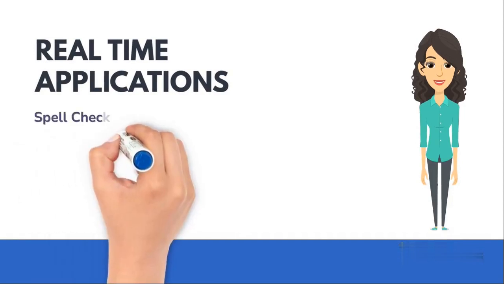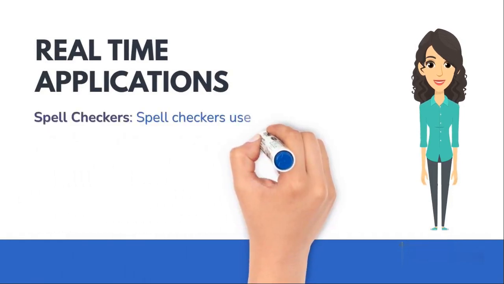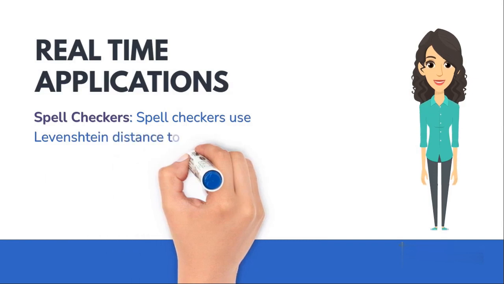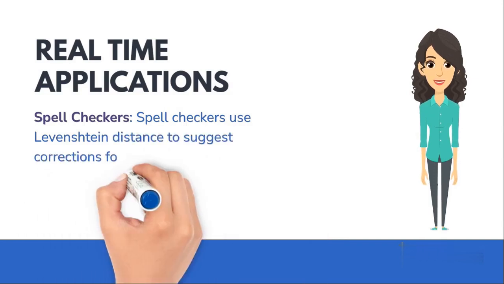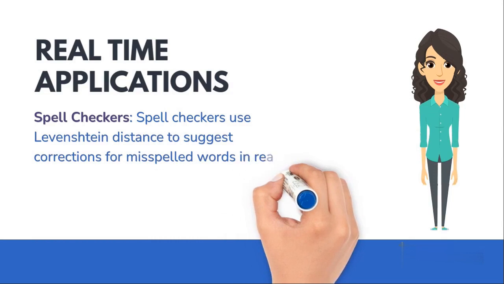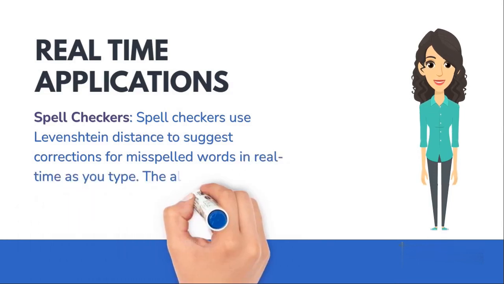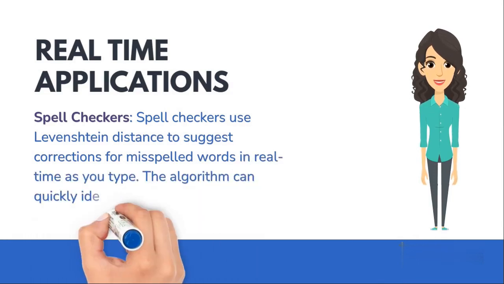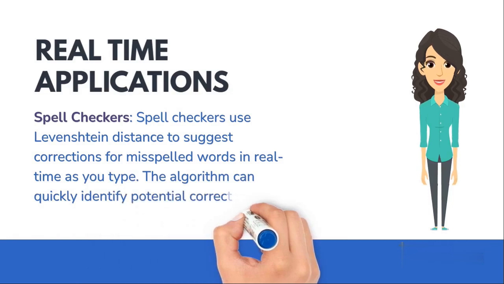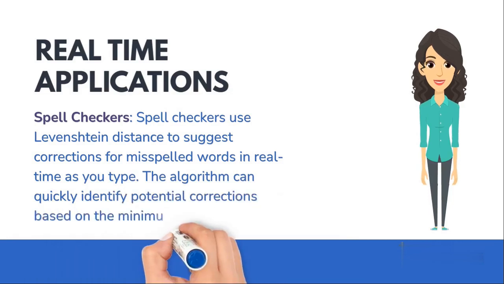Real-time applications of edit distance. Spell checker. Spell checkers use Levenshtein distance to suggest corrections of misspelled words in real time as you type. The algorithm can quickly identify potential corrections based on the minimum edit distance.